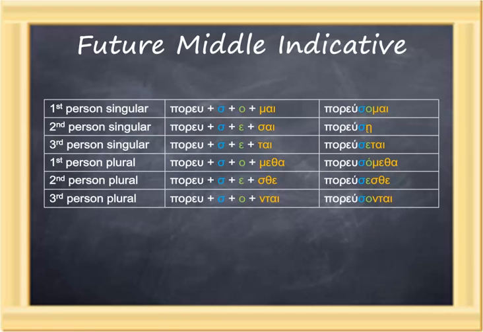Second person singular, poreuse, poreusetai, third singular, poreusometha, first plural, poreuseshe, second plural, poreusontai is the third person plural. These are middle in form, but active in meaning because the verb is deponent.